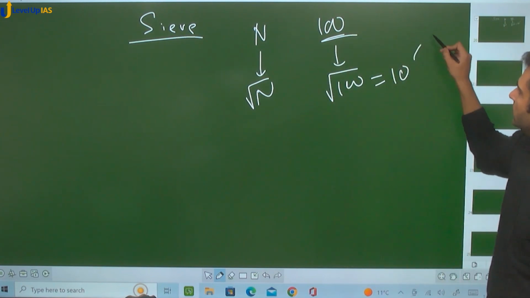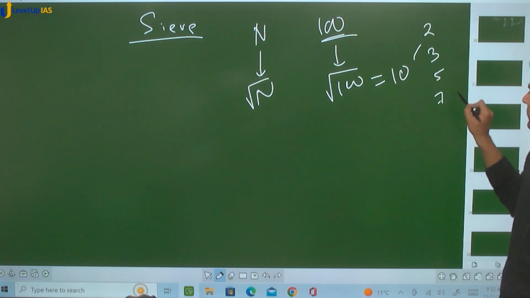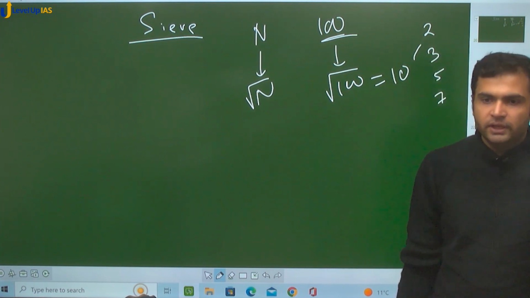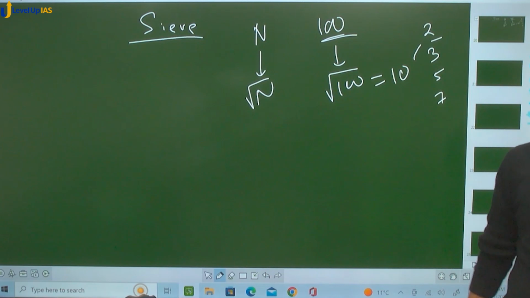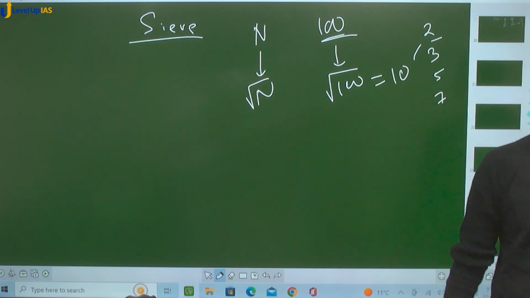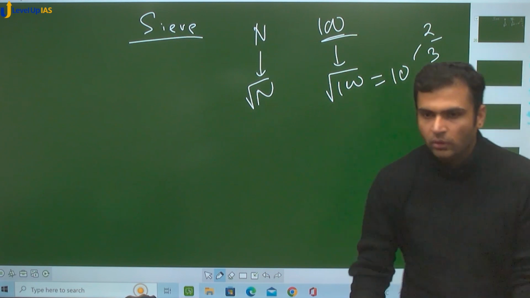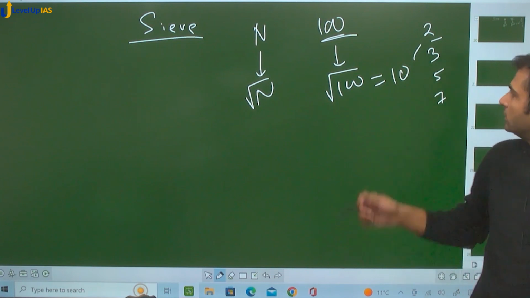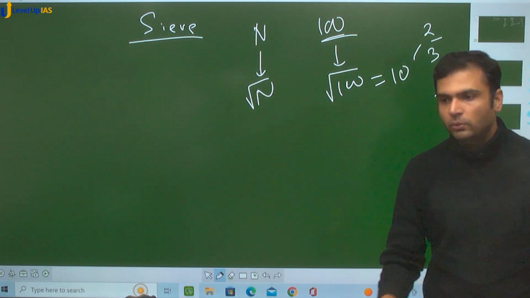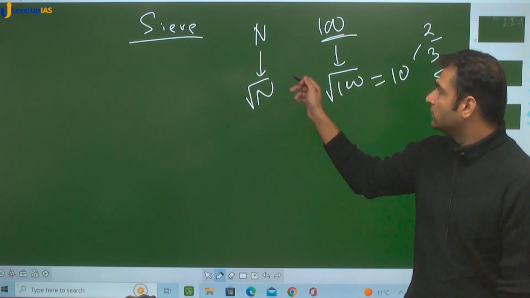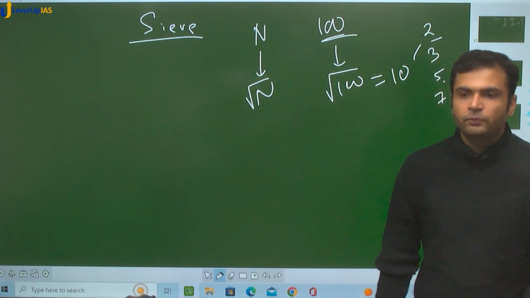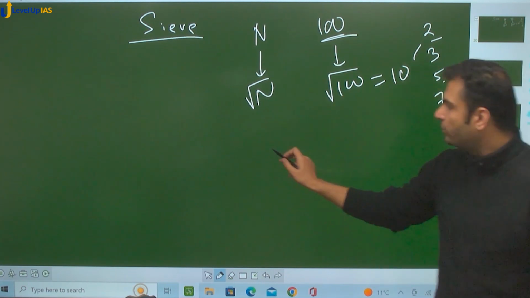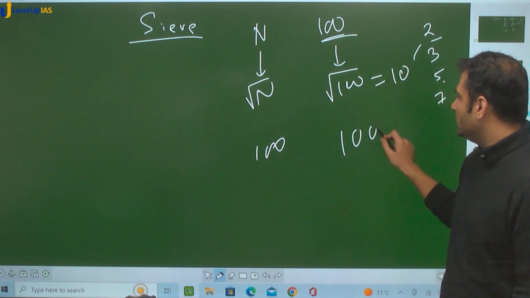What are the prime numbers till 10? 2, 3, 5, 7. This is very easy, finding out the first prime numbers till 10. And then I take all the multiples of 2, 3, 5, 7 out of the picture till 100. So I take all the multiples of 2 out, all the multiples of 3 out. They go out of the sieve. All the multiples of 5, all the multiples of 7, I take out. Whatever remains are prime numbers till that particular number. So if we know prime numbers till 10, we can find out prime numbers till 100. If we know prime numbers till 100, we can find out prime numbers till 10,000.